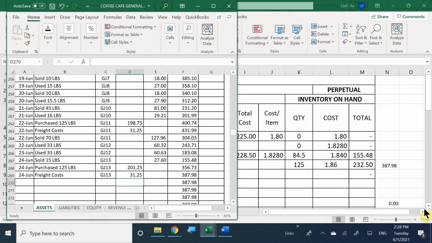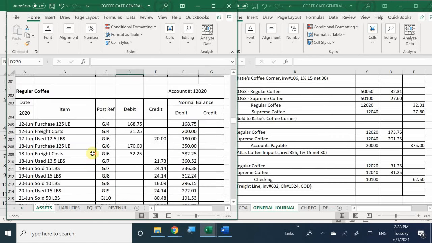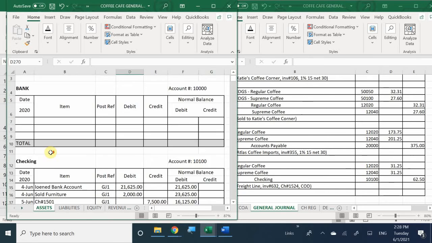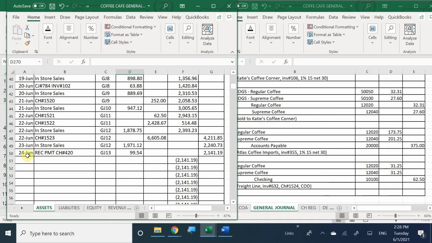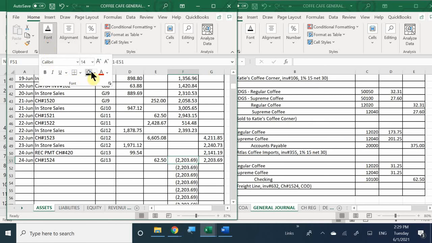We'll have to, last but not least, go to the subsidiary ledger. Oh, you forgot one more account. Wait a minute. Checking. Oh, yeah, checking. Thank you. We got you. All right, here it is. Checking. There we have it. Writing another NSF check. Yes. GJ13 for the $62.50 in the credit. Brings that balance to 2203.69 credit wise. Guys, it starts looking better as we go.